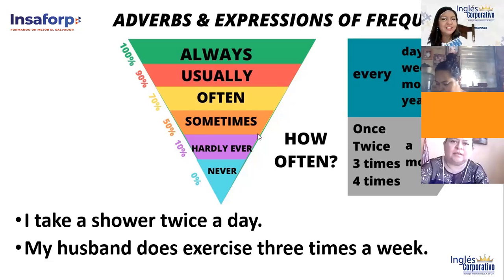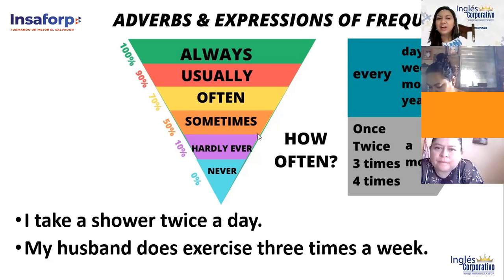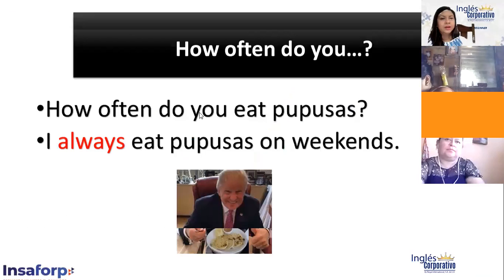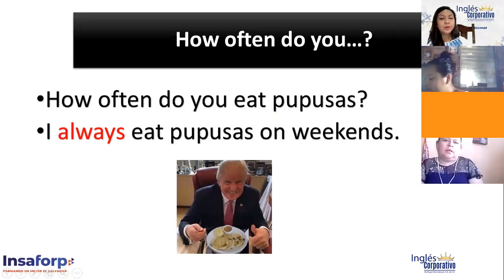Let's see. Evelyn: I always eat breakfast. I usually take a coffee in the night. Okay, I usually drink coffee at night. I often go to the gym. That's great for you. I sometimes play soccer. My sister never eats fish. Okay. Tomorrow, we are going to continue with this topic.